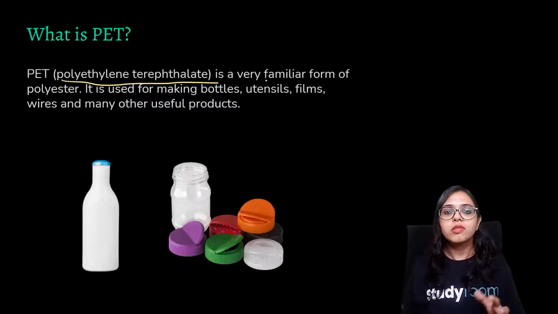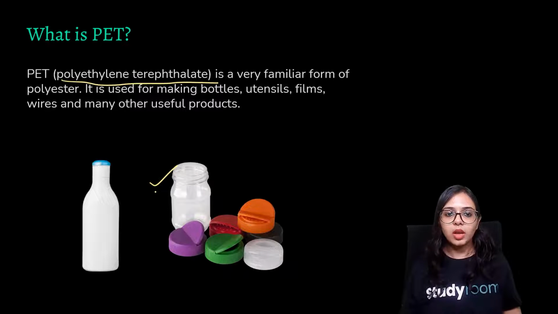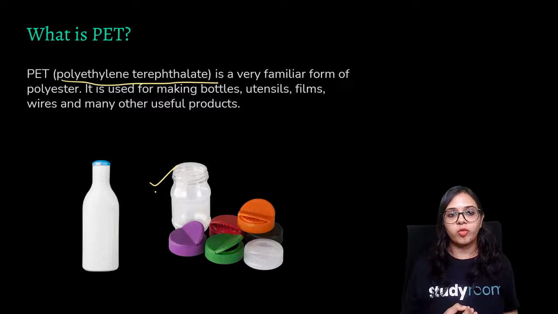There are also some special materials, as you can see here in this picture. These are very sturdy, right? These kinds of objects are also made of synthetic fibers. They are also made up of polyester, but a special kind of polyester, that is polyethylene terephthalate, which we also abbreviate as PET.